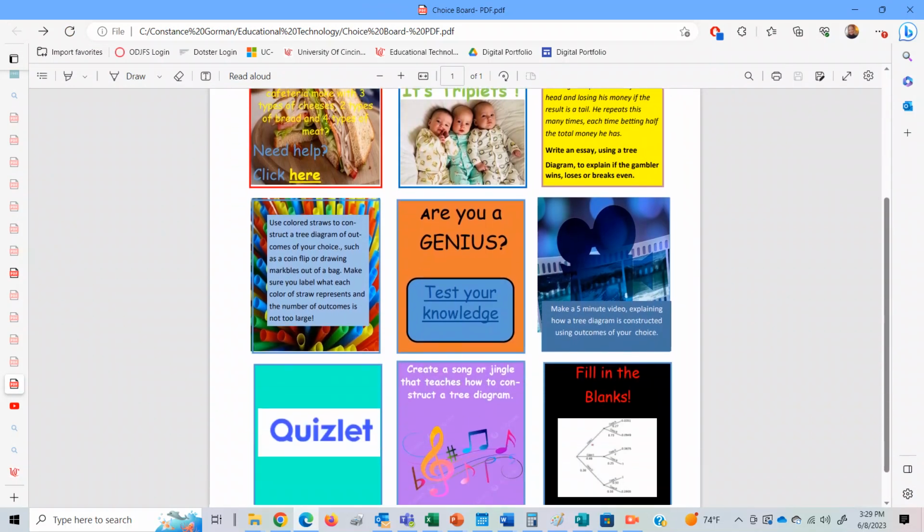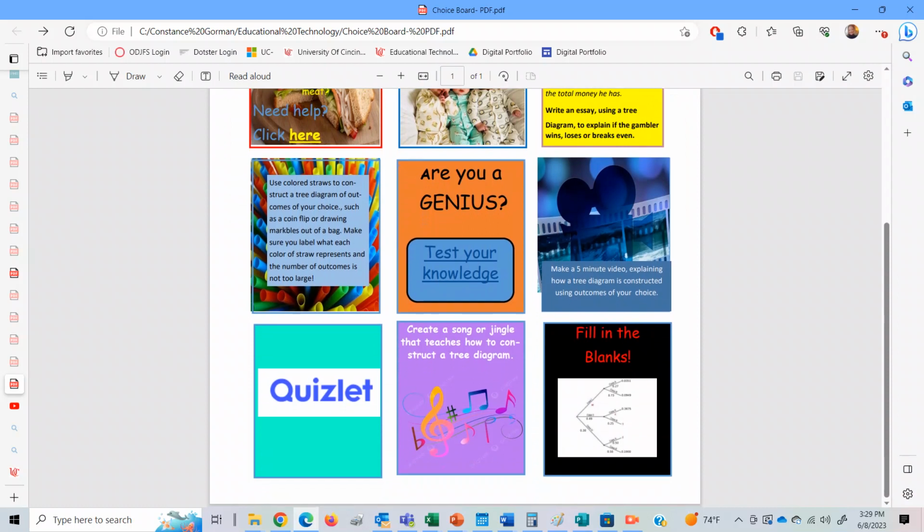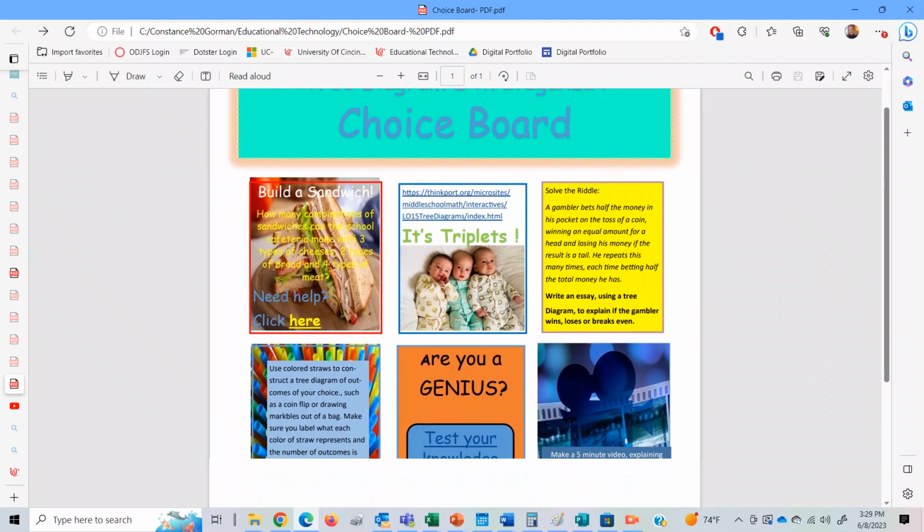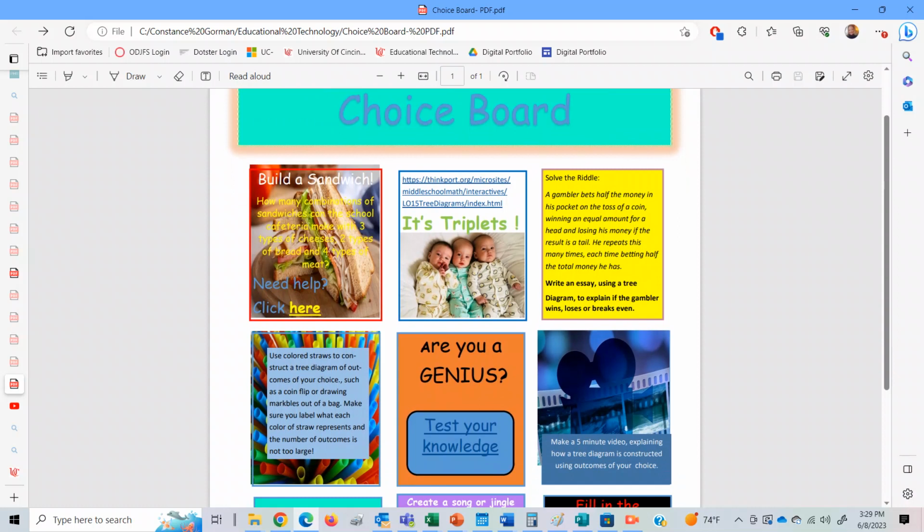Okay, and that is my tree diagram extravaganza choice board. Again, my goal was to address the different learning abilities of my students, whether they're visual, musical, tactile, auditory, or kinesthetic learners. I tried to address all 5 of those, and also the different levels of understanding of the students with this choice board.